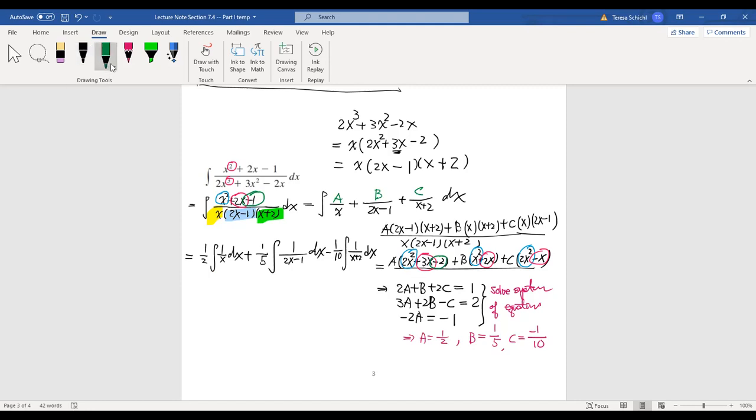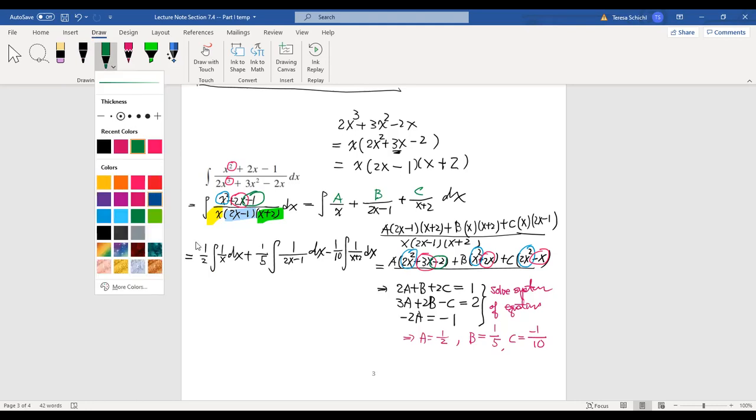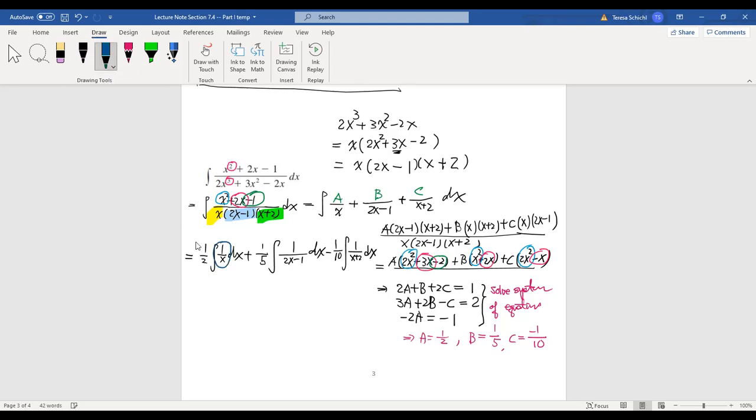Okay, so now let's see here. This integration is just our log integration. So it's 1/2 natural log x, right? And then here, this is the 1/5. What is here? This is another natural log, but I have a 2 here, so I need to be careful. I need to use the chain rule. So it will be 1/2, because you need to adjust the constants here.